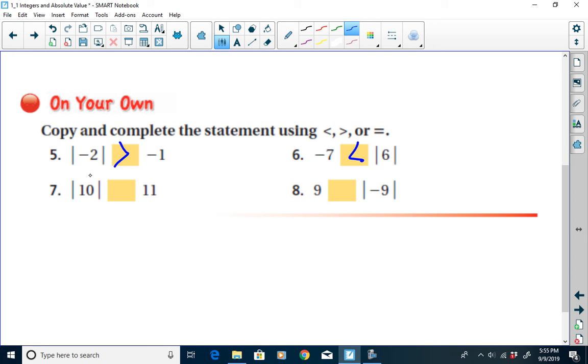Here we have the absolute value of 10, which is 10. Well, 10 is less than 11. Here I have 9 and the absolute value of negative 9. Well, the absolute value of negative 9 we know is 9, so 9 would be equal to the absolute value of negative 9.